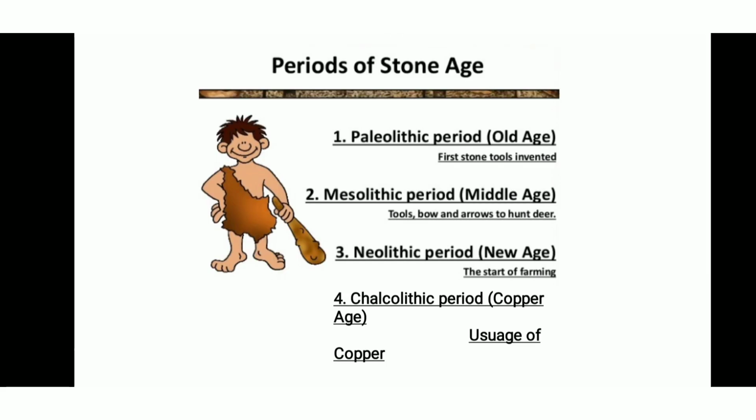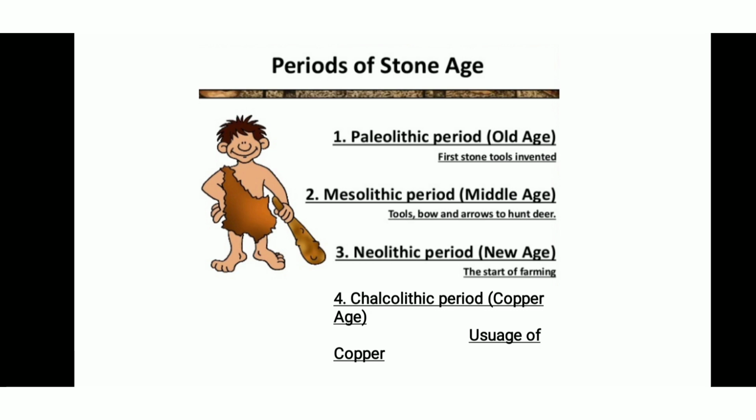So, depending on the type of stone tools and their uses, the Stone Age is further divided into four main parts, children: Paleolithic period, Mesolithic period, Neolithic period, Chalcolithic period. The first one, Paleolithic period, is nothing but Old Stone Age, where they invented tools using stone. Then comes Mesolithic period, Middle Stone Age, where they developed tools like bow and arrow to hunt deer, again with a naturally available material called stone.